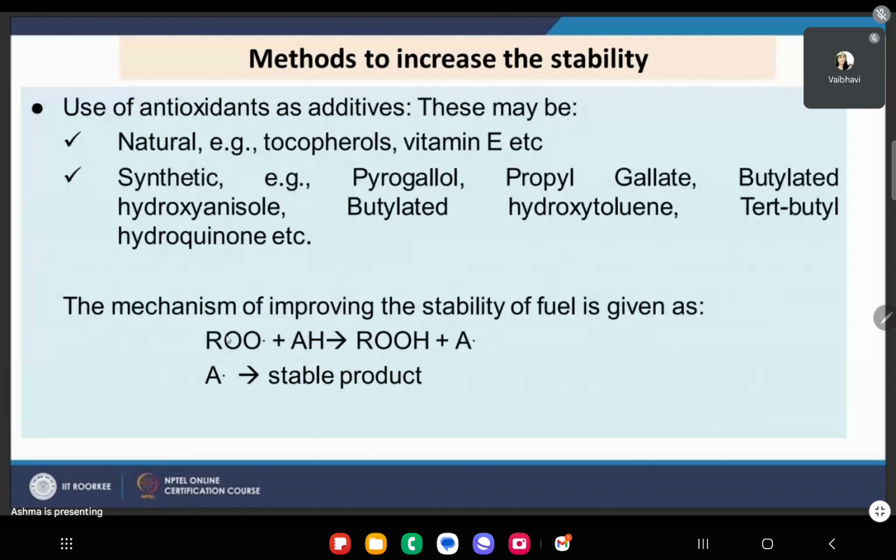Next is the method to increase the stability. We can use antioxidants as additives. These can be natural or synthetic antioxidants, and these react and form ROOH along with a stable product, and this leads to an increase in stability.